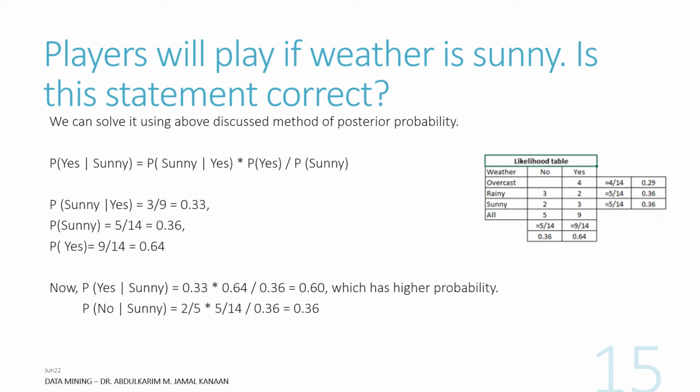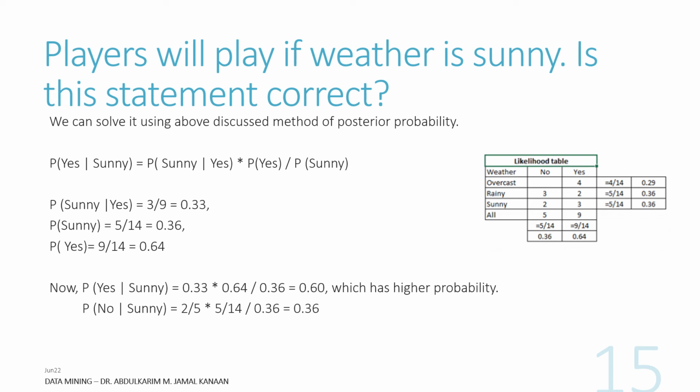Then you can decide based on the higher value whether the team is going to play or not. So given the Bayes theorem, in this case, we're going to calculate the probability the players are going to play given the weather is sunny, which is equal to the likelihood probability, the weather is sunny given that the players have played, multiplied by the prior knowledge, the probability the players have played, divided by the probability of the weather being sunny, the evidence.